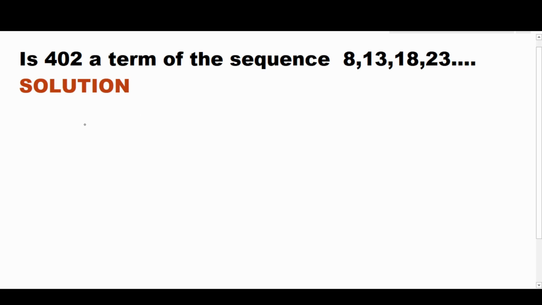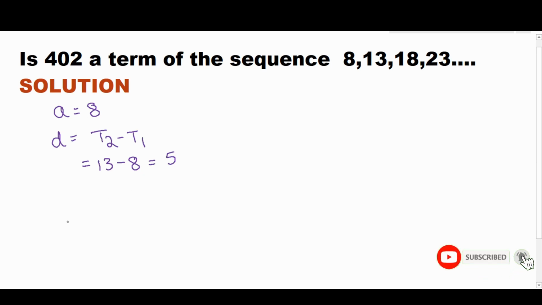As usual, let's write the data whatever is given. So we have A value. A is 8 here. We need to find D. D is nothing but T2 minus T1. T2 is 13 minus 8. We get 5. So we need to check whether 402 belongs to this sequence or not. Therefore, our Tn is 402.